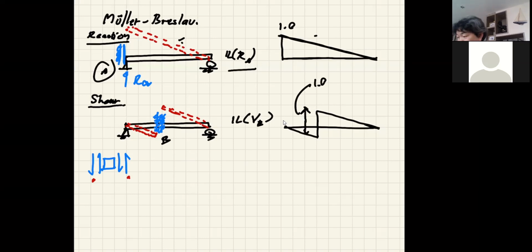Let me give you more information. If this portion is A and that portion is B, this height is going to be A over L, and this height is going to be B over L. But you can figure it out by maintaining the same slope. Now, the moment.